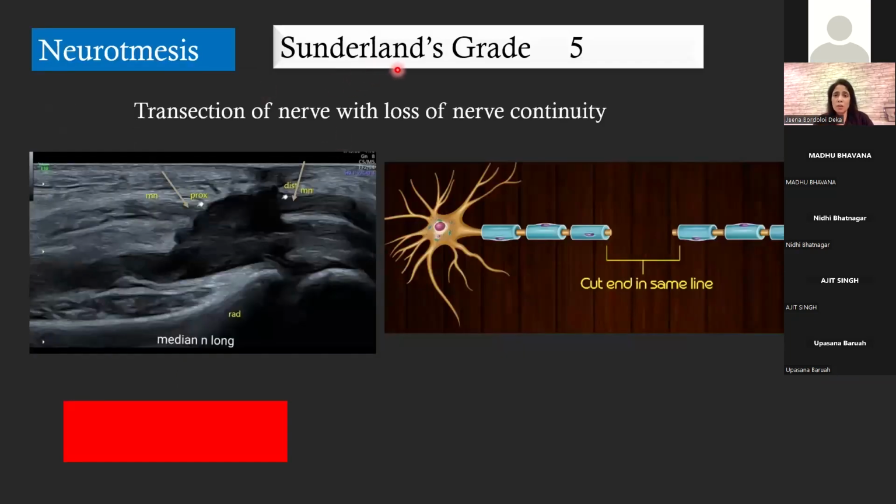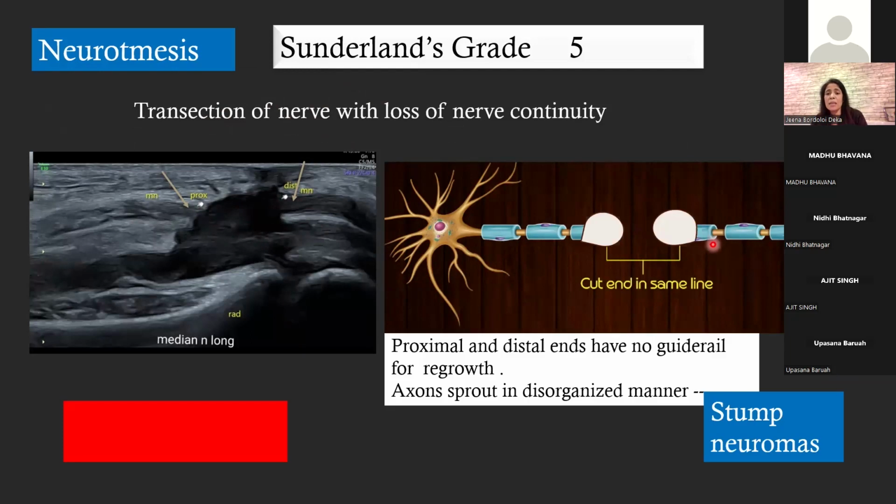Neurotmesis is Sunderland's grade 3, where there is a transection of the nerve with loss of nerve continuity. So whenever there is loss of nerve continuity and there is a gap of more than 3 mm, even if they are cut in the same line, there is disorganized proliferation. These proximal axons cannot reach up to the distal segment, and hence there is a formation of tumors, because these proximal and distal ends have no guide rail for regrowth, and these axons sprout in a disorganized manner and give rise to stump neuromas.